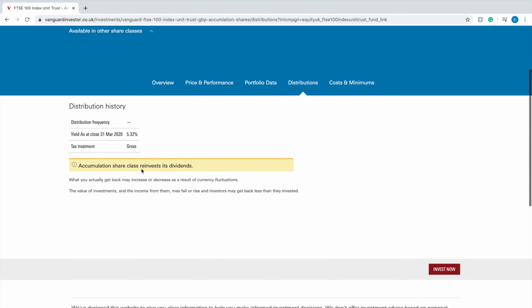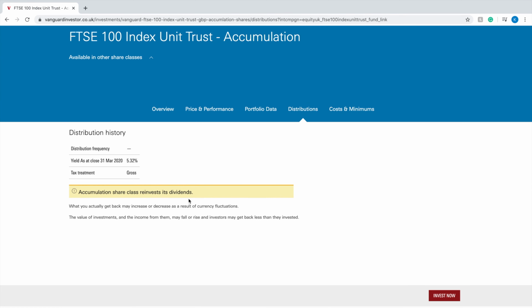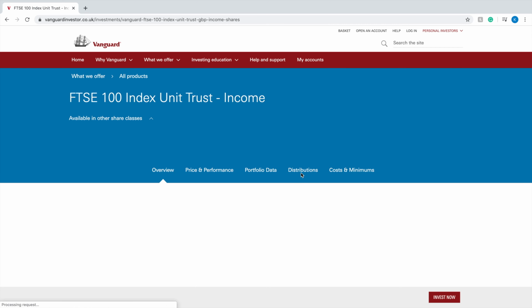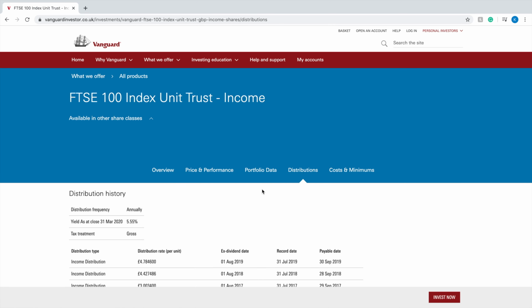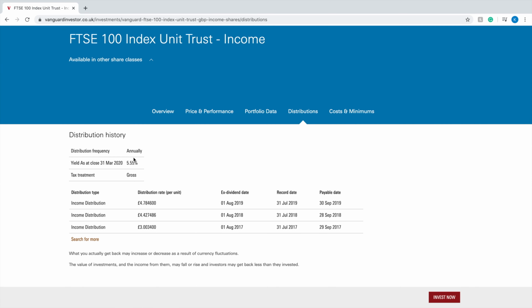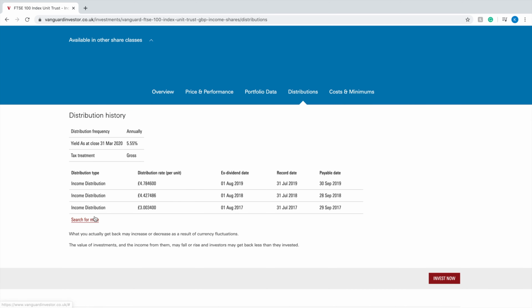There will be no distribution in this. But again, if we look at the income share class and go into distribution, it pays annually, and the dividend yield is quite juicy. It's 5.55% compared to just 1.73% in the other fund we looked at. And again, that's the history. Bear in mind, this is all in pounds. There's no currency fluctuation that could affect your cash payment.